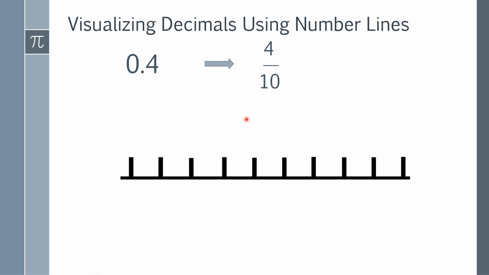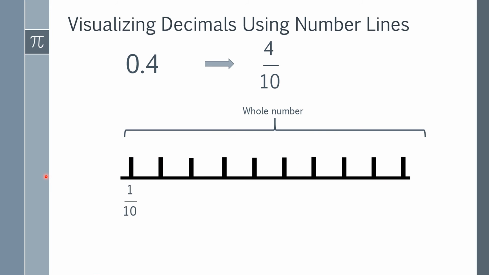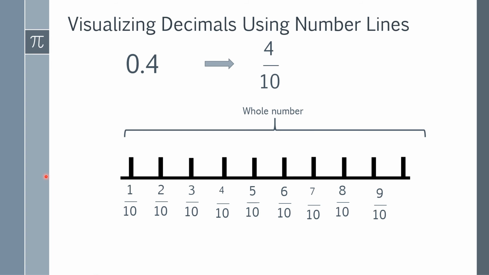Kaya siya hatiin sa 10 kasi ang denominator ay 10. So let's divide there. Let's count 1, 2, 3, 4, 5, 6, 7, 8, 9, and 10. So all in all, this is a whole number. But in fraction, these bars stand for 1/10, 2/10, 3/10, 4/10, 5/10, 6/10, 7/10, 8/10, 9/10, and 10/10.